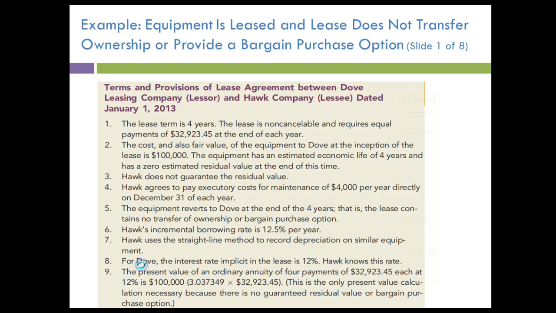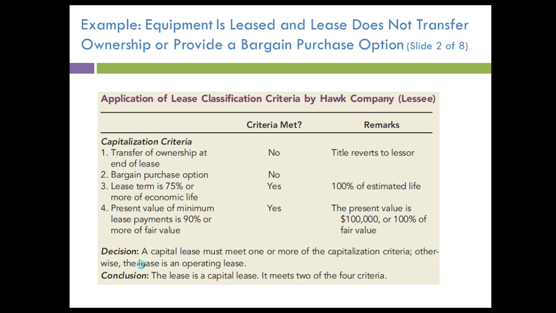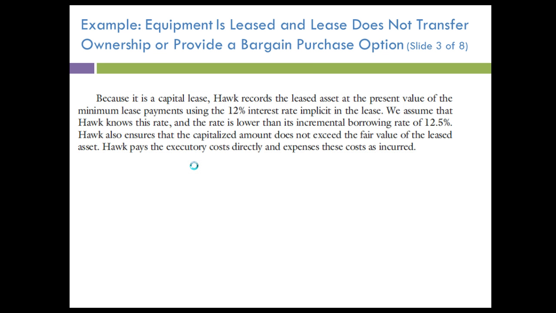So no residual value. So there is no transfer of ownership or there's not a bargain purchase option, but the lease term is 75% or more of the economic life, and the present value of the minimum lease payments is 90% or more of the fair value. So this is a capital lease because one of these criteria has been met. Actually, 2 have been met. It meets 2 of those 4 requirements.